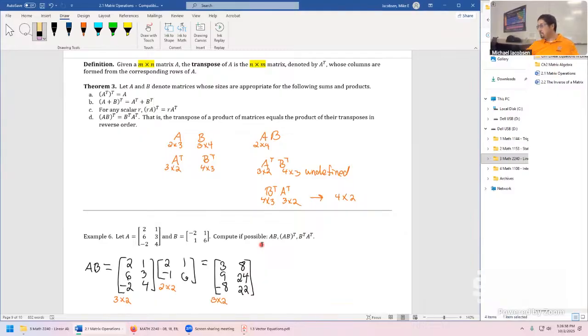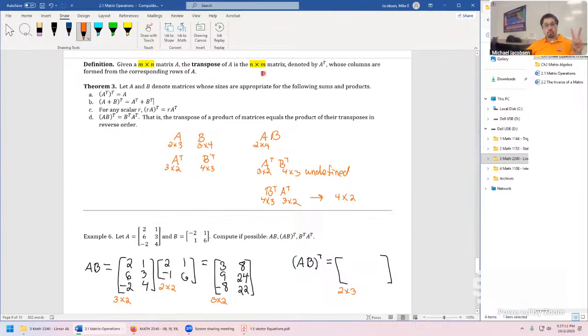Okay, finally, here's the new thing. We want to take (AB) transpose. With the result that we just computed, we already know what AB is. That means (AB) transpose would result in, following the definition above, taking the columns and forming it from the corresponding rows. So the new size of this is 2 by 3. That's the part that's highlighted in yellow here.